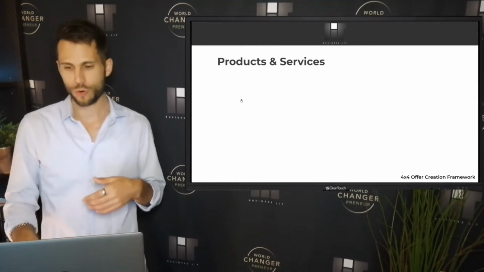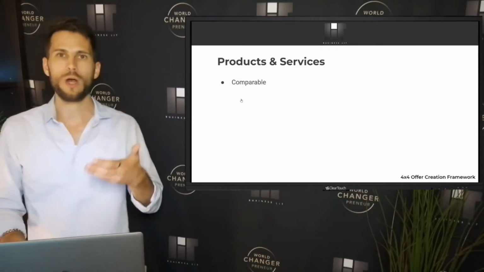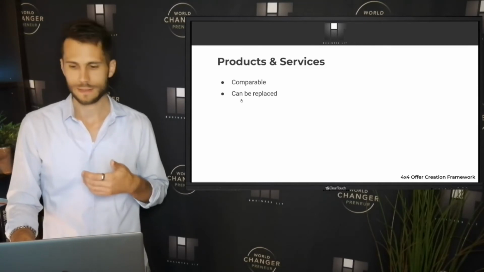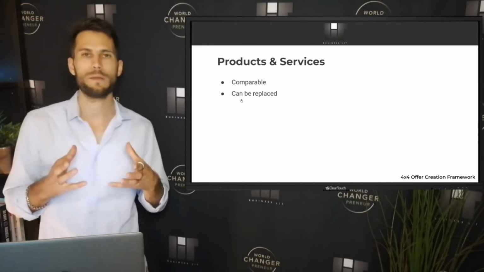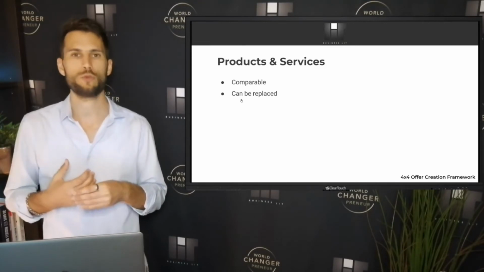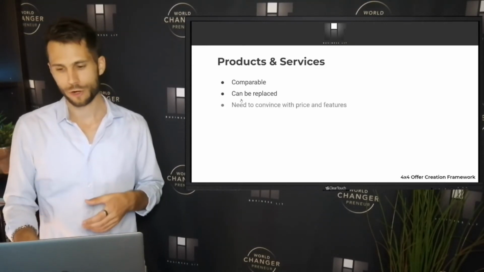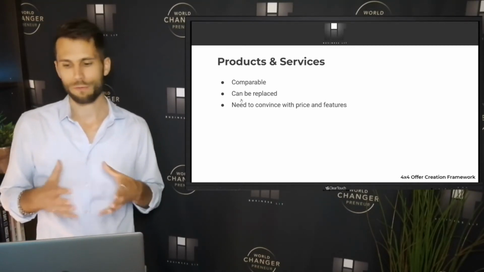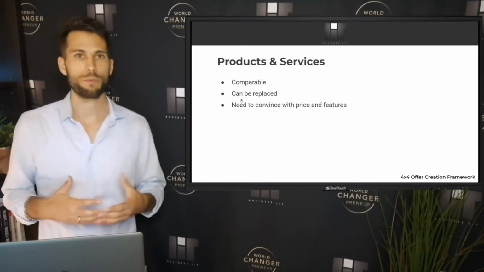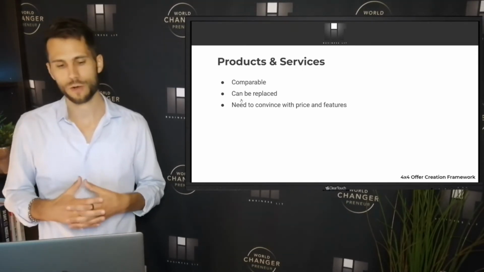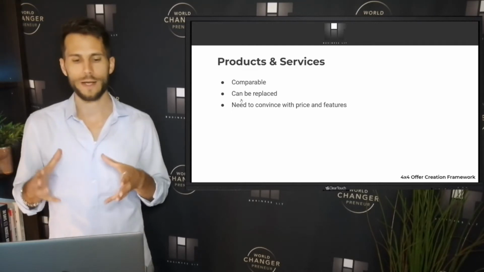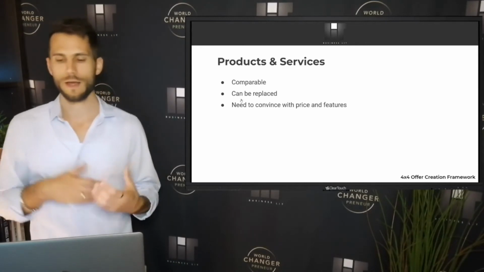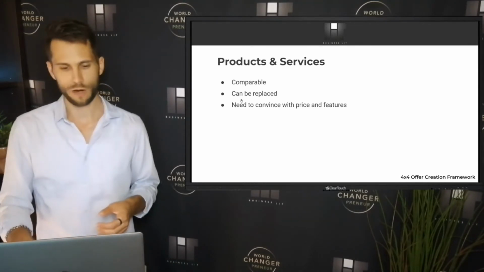And I want to make sure that your offer is not comparable, and that it is easy to position it in a way that it's just not able to be replaced with something else. And third, we also want to make sure that we are not going down the rabbit hole of convincing with price or on the feature level. So that is extremely important, and that is why we're going to look at how we can now position ourselves and move away from the typical product service rabbit hole over to creating offers.